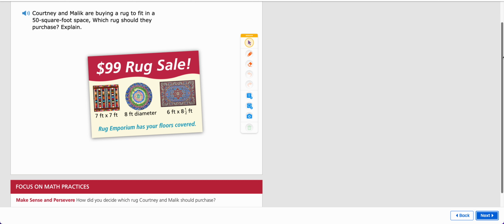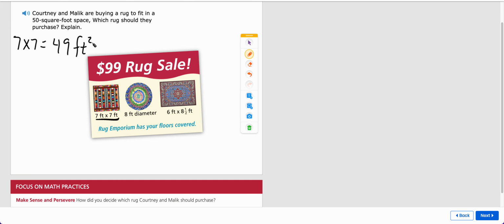Okay. So, how would we decide which one of these rugs would fit? Maybe you got to do a little math. Which one of them is going to be the easiest? I would do the first one. Okay, the first one's pretty simple. What is the area of this first rug right here? 49. Okay, so 7 times 7 equals 49 square feet. Will that one fit in their space? Yeah, it will.